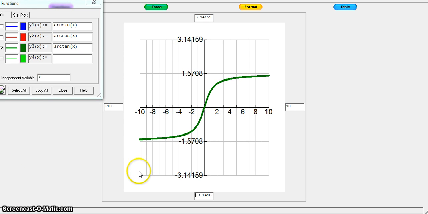And here is the tangent inverse function. So I've changed the scale of the graph a little bit just to show you that the domain of the tangent inverse function is -infinity to infinity, and the range is negative pi halves to pi halves, not including the negative pi halves and pi halves. Those are horizontal asymptotes now.